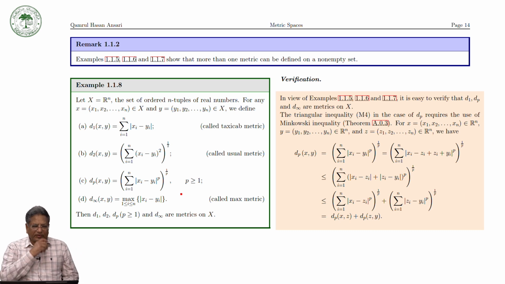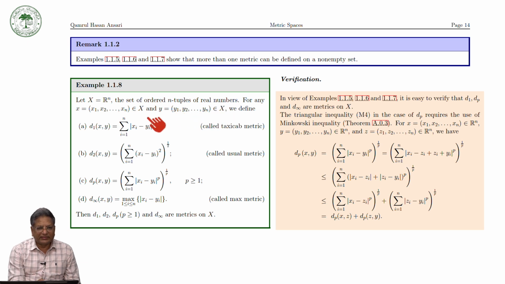Now, instead of R2, let us take the set X equal to Rn, the set of all ordered n-tuples of real numbers. Let x and y be any two points in X. The coordinates of x are x1, x2, up to xn, and the coordinates of y are y1, y2, up to yn. Now we define different kinds of metrics.